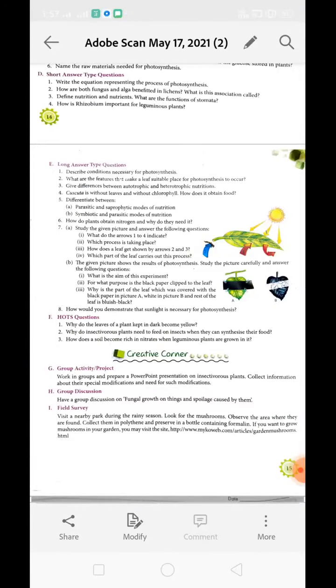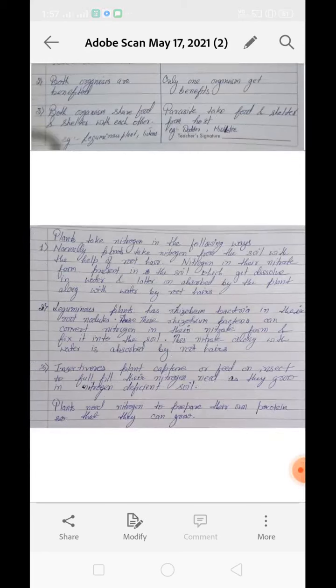Next question, question number 6. How do plants obtain nitrogen? Why do they need it? The answer is given over here. Plants take nitrogen in the following ways.